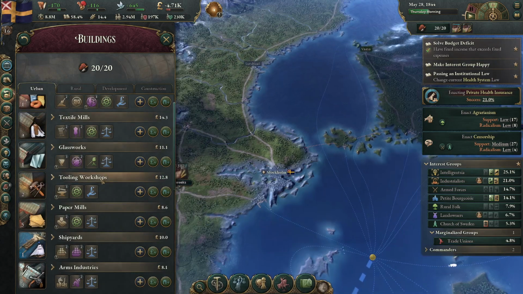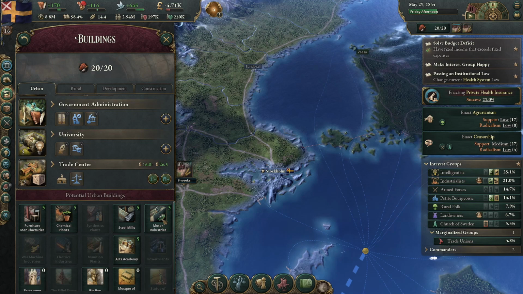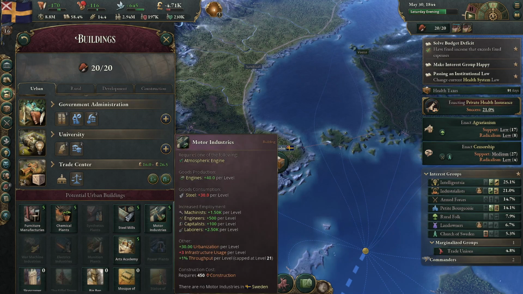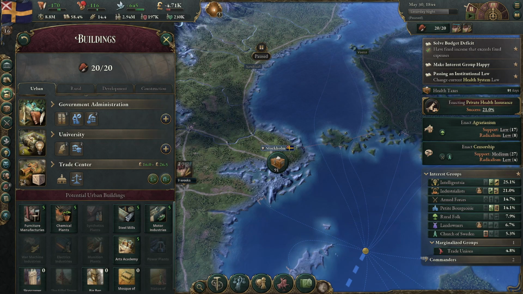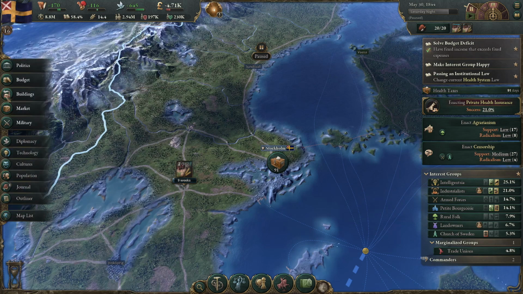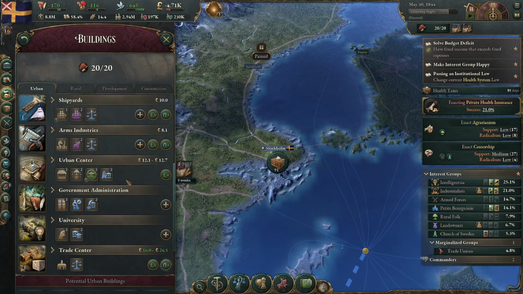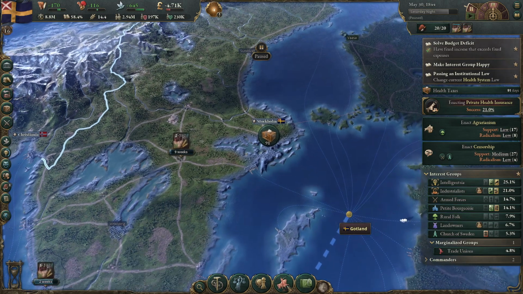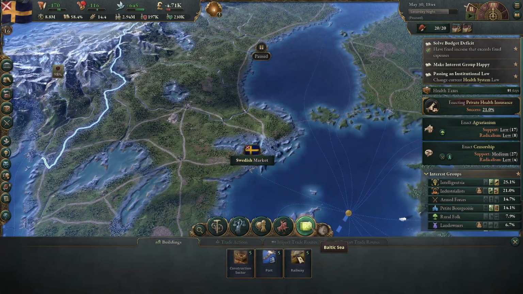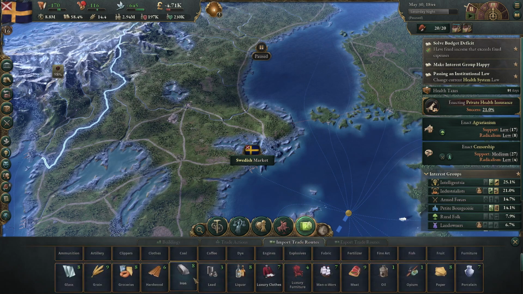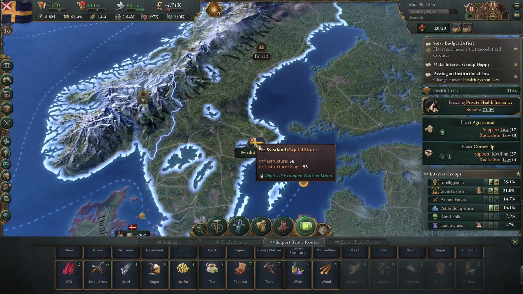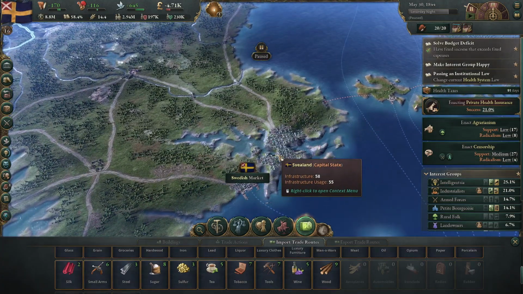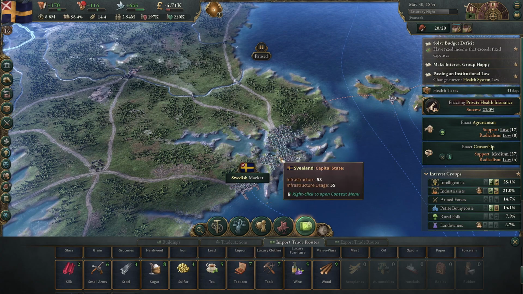Urban. Motor industries. Let me just see. This builds engines. And it needs steel. Now, we don't manufacture any steel at the moment, do we? So, could we import steel? Iron, steel. No. So, in order to be able to get the engines built, we're going to need to build steel.